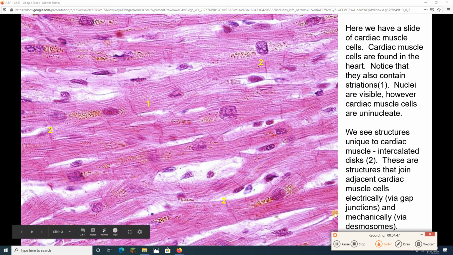Let's do some cardiac muscle. Cardiac muscle is found in the wall of the heart. So the heart is this hollow organ, has 4 chambers.